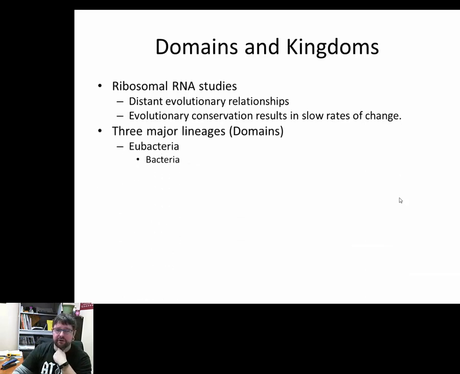Okay, so let's go over the domains real quick, just in case you missed this in your general biology course. Three main domains are recognized right now. Eubacteria, or true bacteria, the bacteria domain. The archaea, okay, these are extremophiles. These are organisms that are very similar, superficially at least, to bacteria: single-celled organisms, no nuclei.